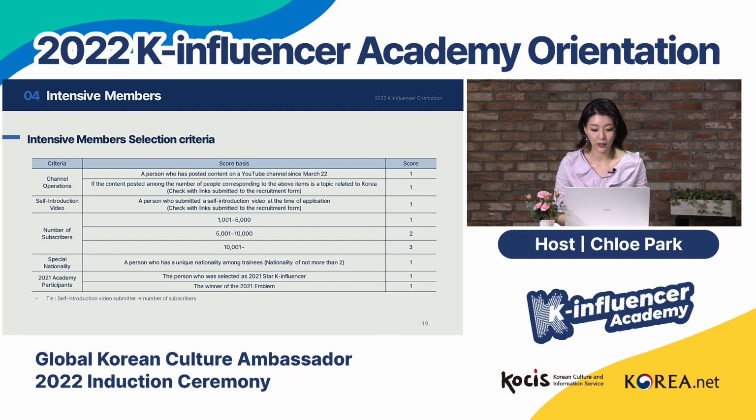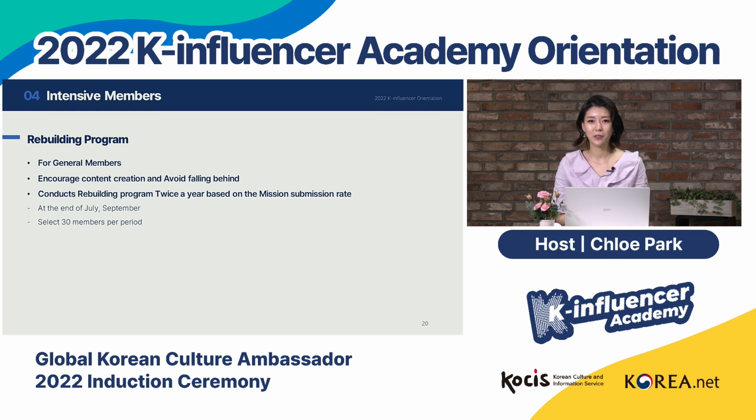The first point is whether you were selected as a 2021 Star K-influencer. Well, Star K-influencer, I think it's something like the emblem you can get as a K-influencer. And the second part of this 2021 Academy participants is whether you were a winner of the 2021 emblem. I guess emblem and K-influencer must be different, but you can get 1 point for being a 2021 Star K-influencer and 1 additional point for getting an emblem for 2021 K-influencer. So these were actually the criteria we used when we selected our intensive members, 300 of you.